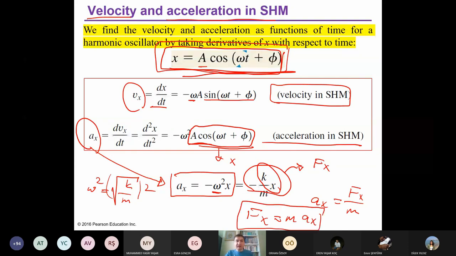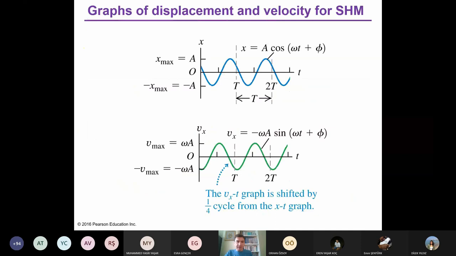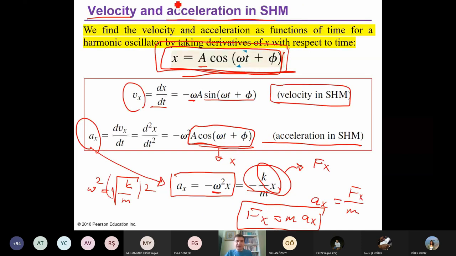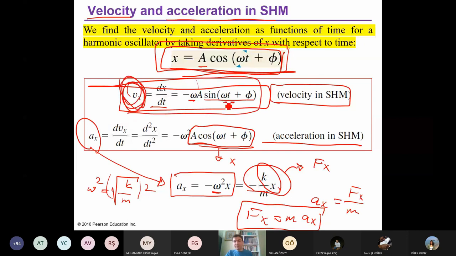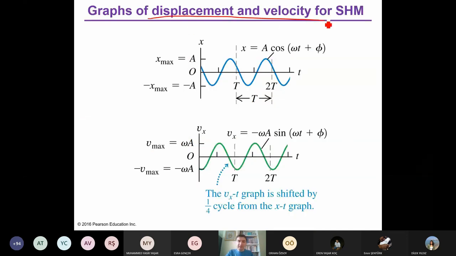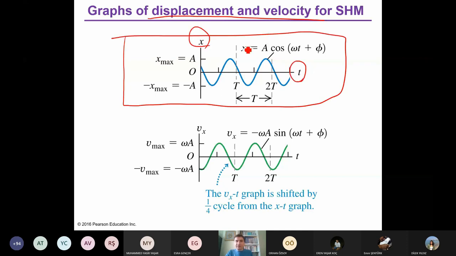Now let's discuss this velocity and acceleration in graphs. What do you see here? This velocity depends on time, and this acceleration depends on time, so just plot them on a graph. Here we have displacement and velocity for simple harmonic motion. We have already discussed the displacement as a function of time, given with this expression, so we have this type of behavior. x changes between positive A and negative A, and the origin is the equilibrium condition.